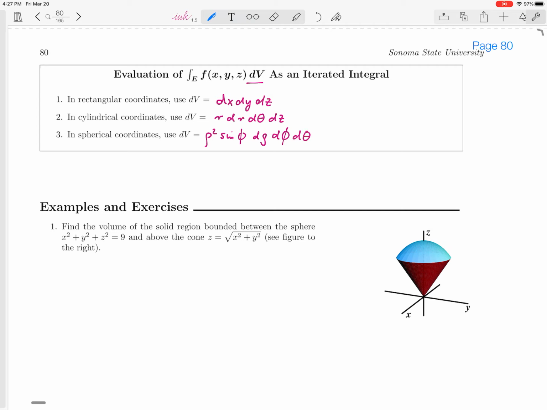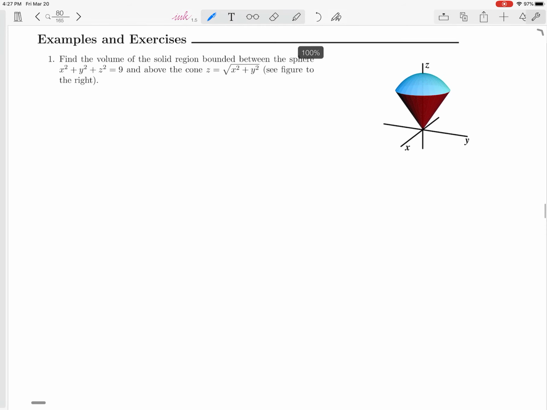And if you want to, you could think about dV in Cartesian coordinates as a little box, in cylindrical as a little piece of a cylindrical shell, and in spherical coordinates as a piece of a spherical shell. Okay, we are ready to compute our first integral. Let's look at example 1.